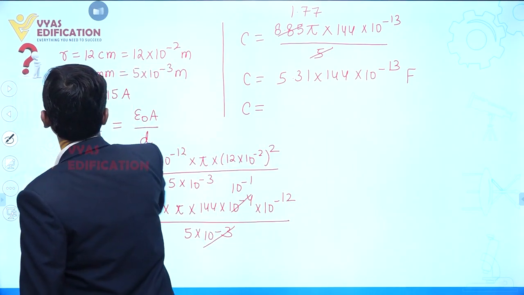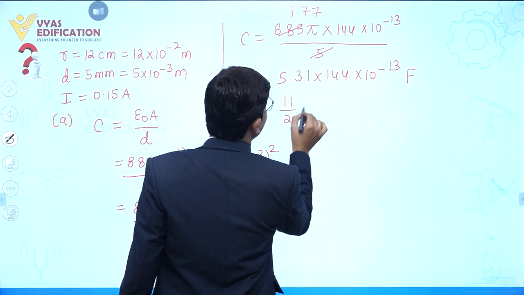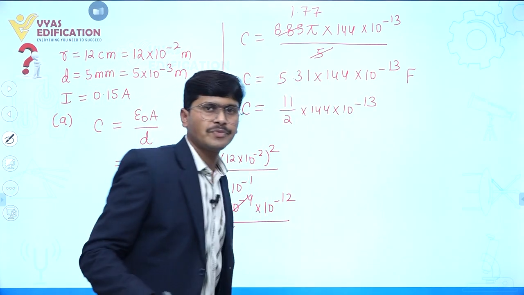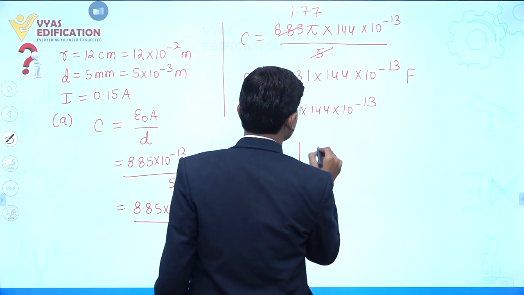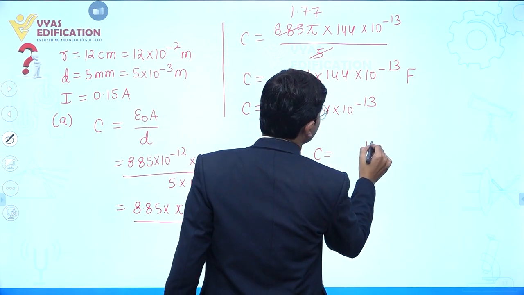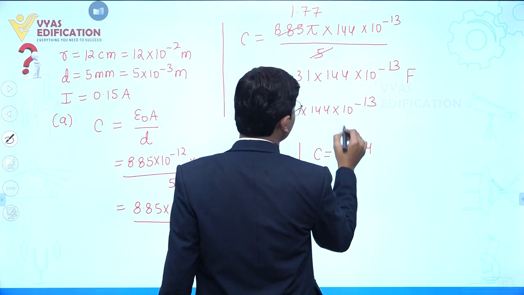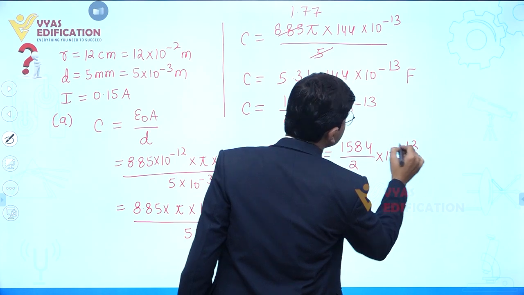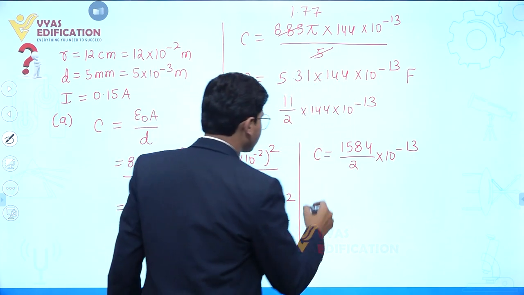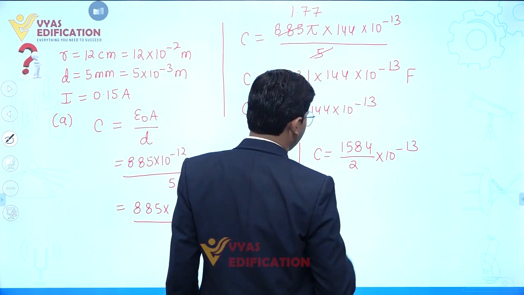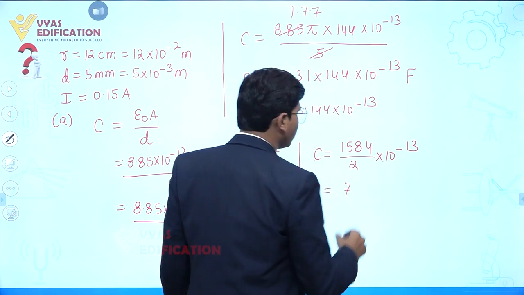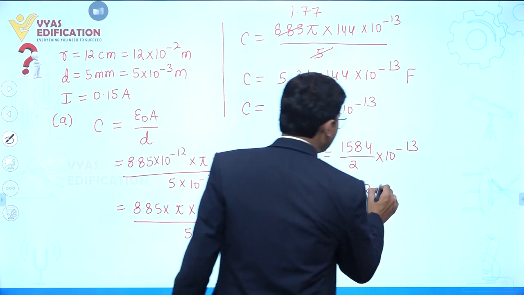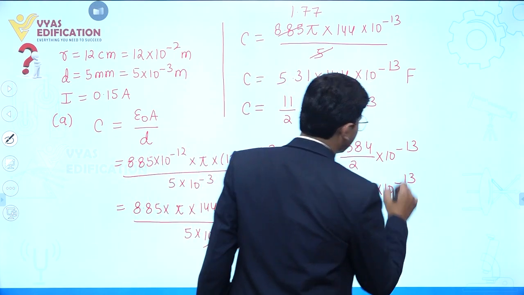Clear. So 11 divided by 2 multiply 144 into 10 to the power minus 13, clear. So from here we can say value of C, this is given, this is 4.8415 divided by 2 into 10 to the power minus 13, clear. So value of C, this is given 7, we have 1, we have 9, 2, clear. 792 into 10 to the power minus 13, clear.